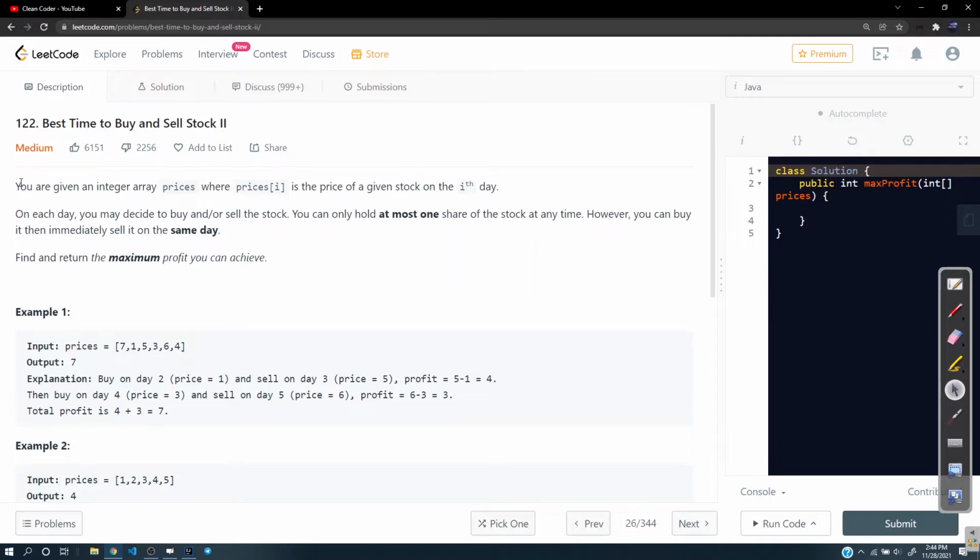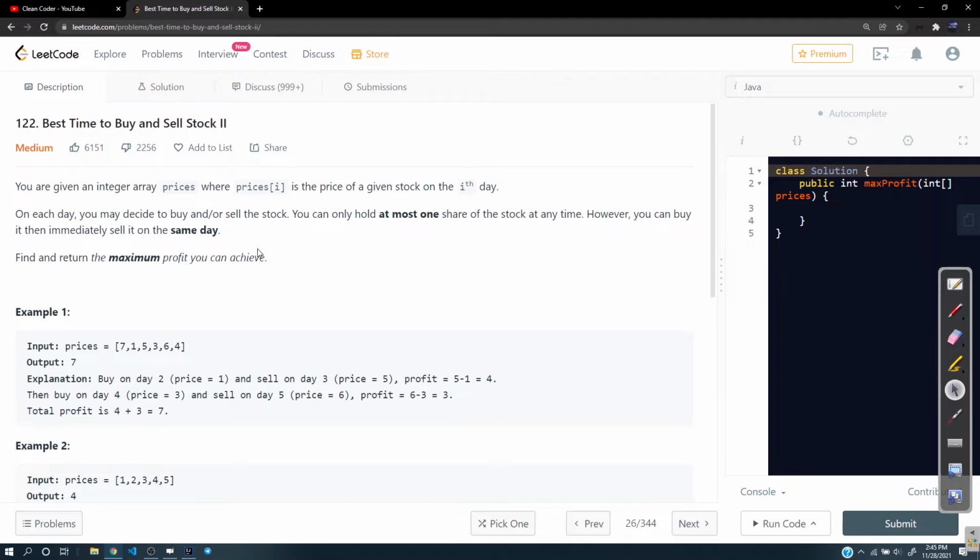It's given that you are given an integer array prices where prices[i] is the price of a given stock on the ith day. On each day, you may decide to buy or sell the stock. You can only hold at most one share of the stock at any time. Okay. Or you can buy it and then immediately sell it on the same day. We need to find and return the maximum profit which we can achieve.